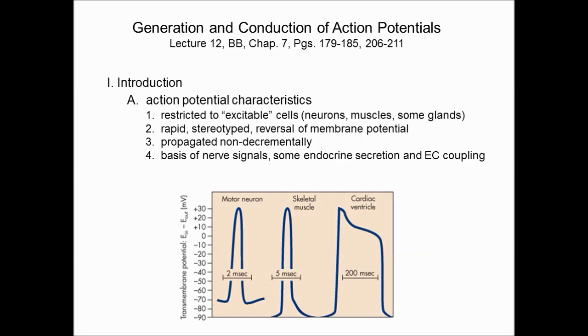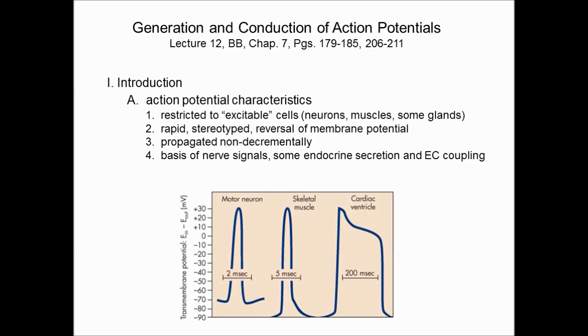Here are some examples of action potentials. This is one that's seen often in a motor neuron. The resting potential is minus 70, and it goes up to plus 30, so it has an amplitude of 100 millivolts and a duration of 2 milliseconds. A very rapid event. So that's a nervous action potential.